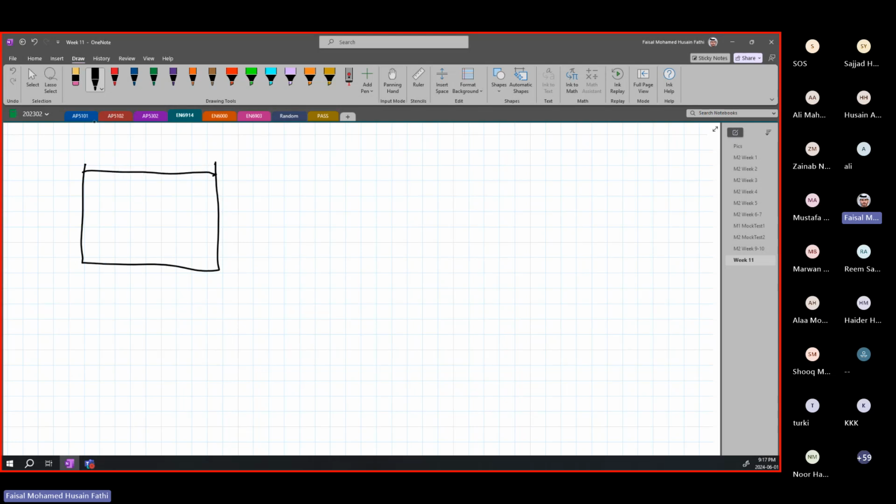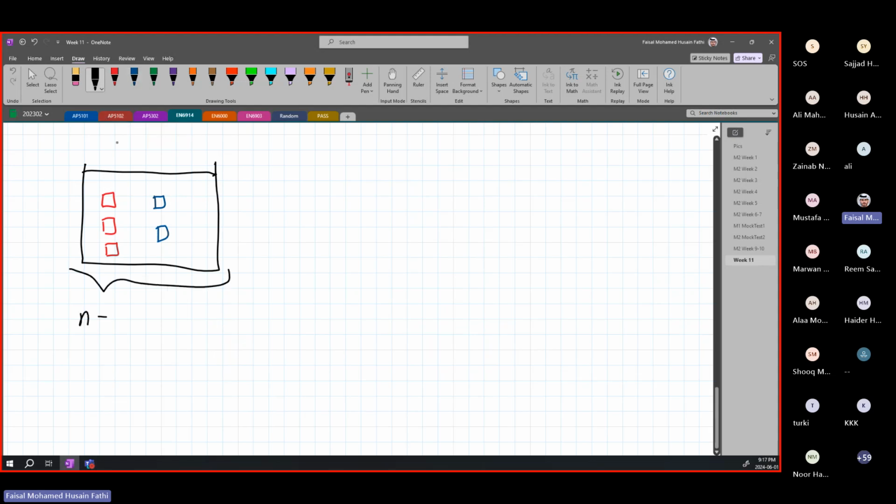We have a bucket, and inside it we have resistors: 1, 2, 3 red resistors and we have 2 blue resistors. So the total size here, the total N is equal to 5, a total of 5 resistors. All right, 3 red, 2 blue. Okay. So what is the possibility of getting a red resistor?